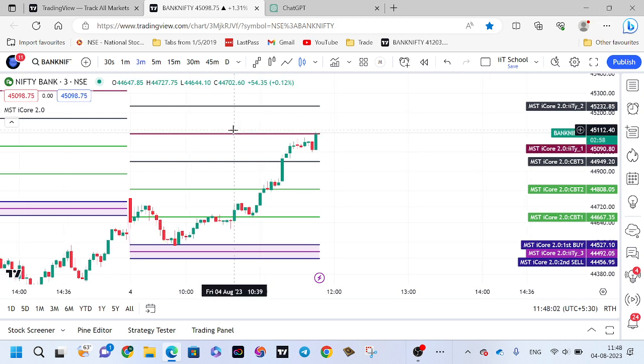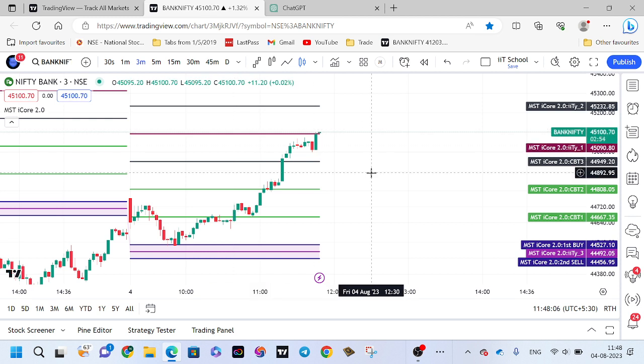So today we have got another wonderful day. Buy entry we have got as per MST iCore 2.0 Advanced Premium TradingView Indicator. Let me show you how we take the entry today and how we got the profit by using our indicator.